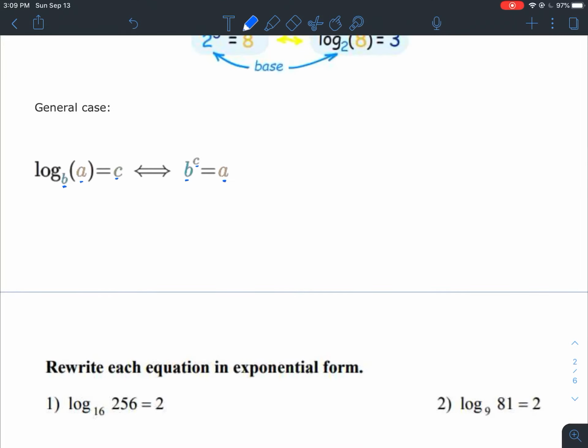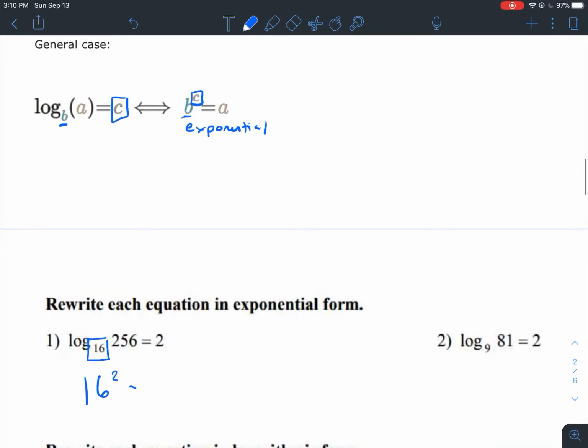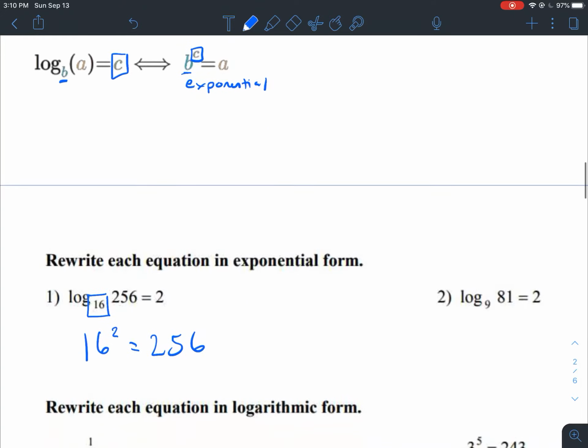So if we look here, it says rewrite each equation in exponential form. They gave us the log, and now we have to rewrite it in exponential form. I'm going to leave this up here so you can see it. Our base here is 16. When you're going to exponential form, the base of the log becomes the base of the exponent. So that's going to be 16. Your answer becomes your power. So it's going to be 16 squared, and then that is going to equal 256.